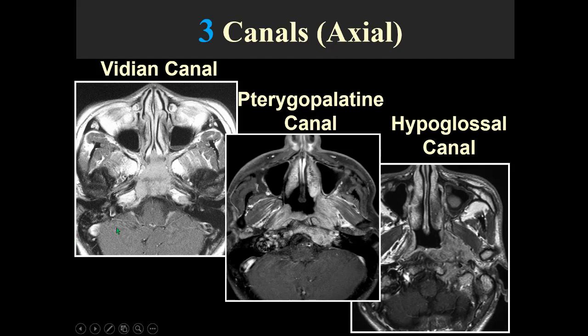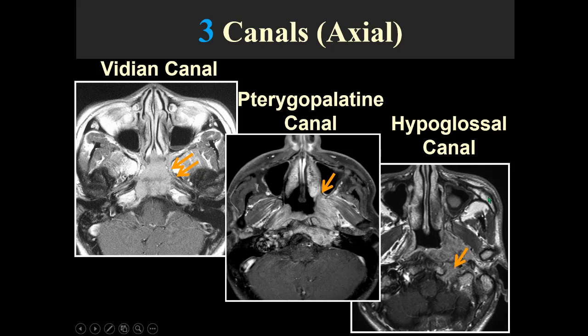The first one, as I said, is the Vidian canal. It goes from the pterygopalatine fossa backwards, here's the Vidian canal, to the foramen lacerum. The pterygopalatine canal is just in front of the pterygoid base, and it can go all the way down, where the palatine nerves are, all the way down to the palate.